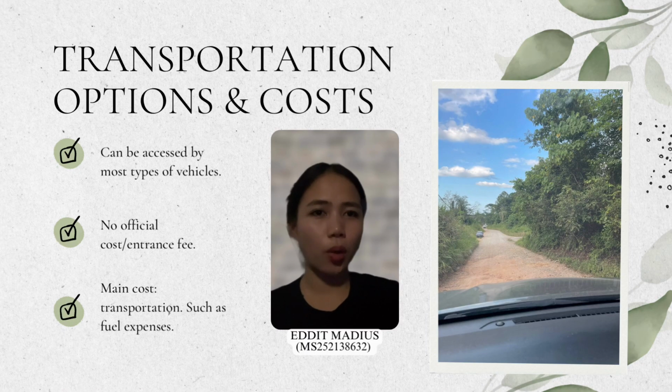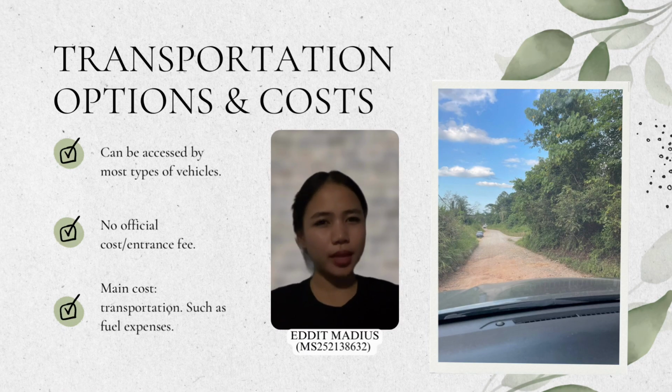Moving on to transportation options, the good news is that the river area can be accessed by most types of vehicles, including cars and motorcycles. Even though the road conditions inside the village may not be perfect, the route is still accessible as long as drivers travel slowly and carefully.